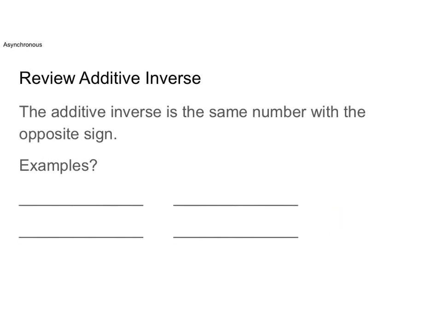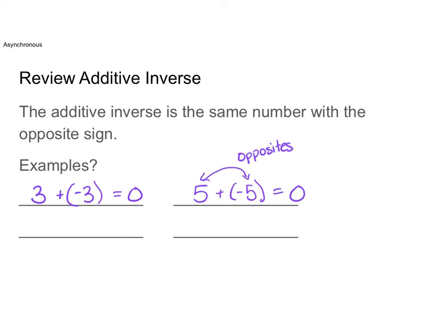So let's review additive inverse. Now remember, when you add the inverses together, you're going to get 0. So let's think of 3 plus a negative 3. This will give you 0. So you think of the opposites, right? Let's say 5 plus a negative 5. That'd be 0. So 5 and negative 5 are opposites.